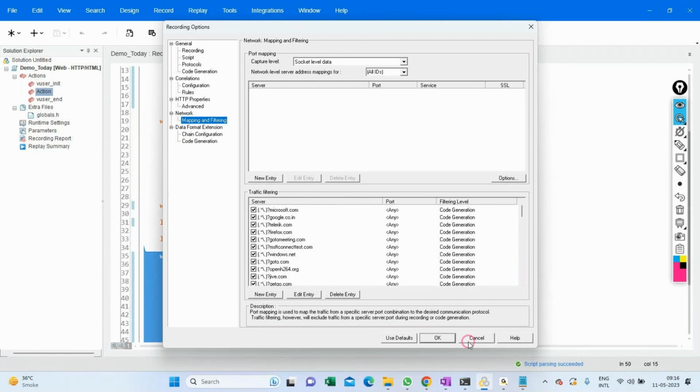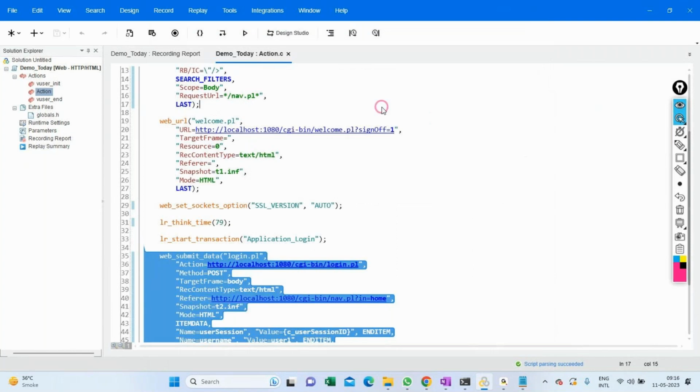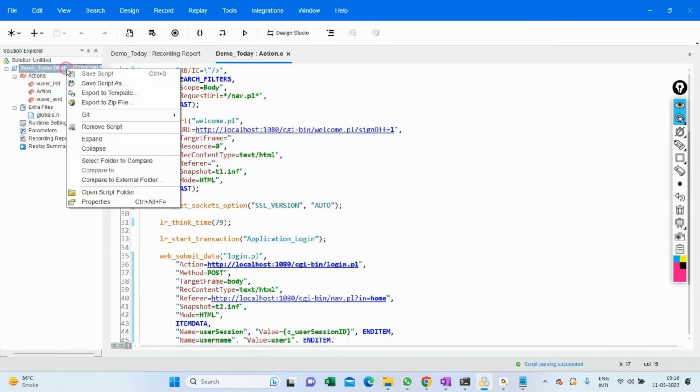So give a try by doing all these options. Okay, got it. Thank you.